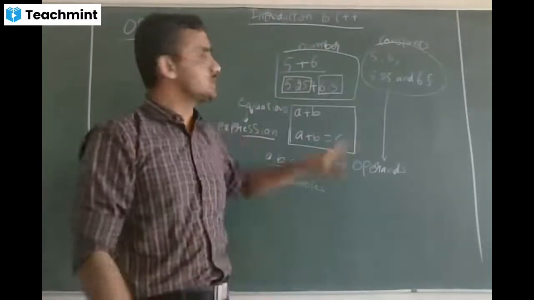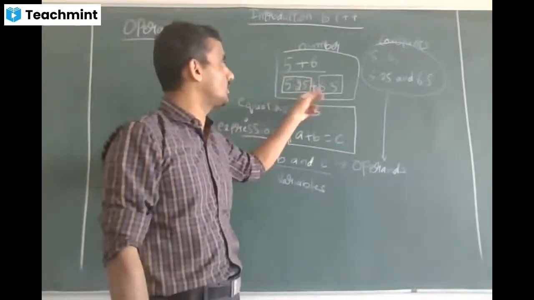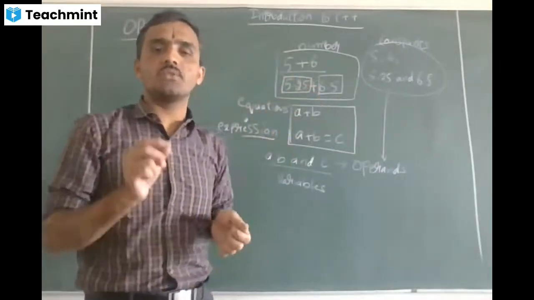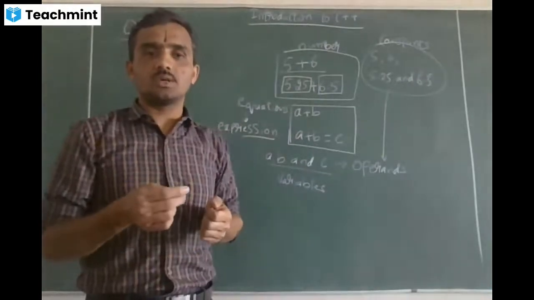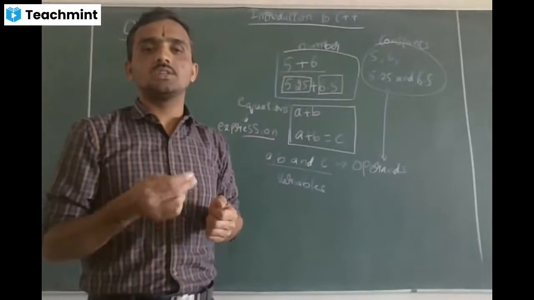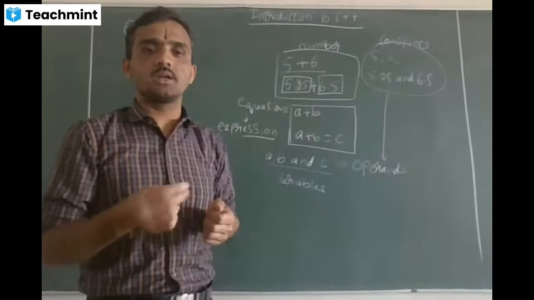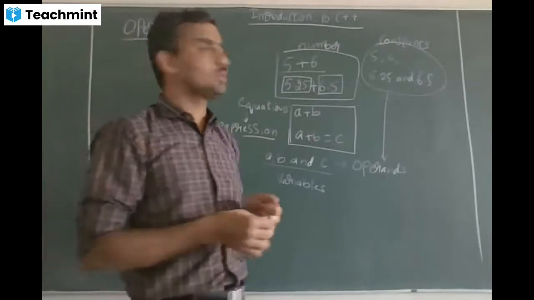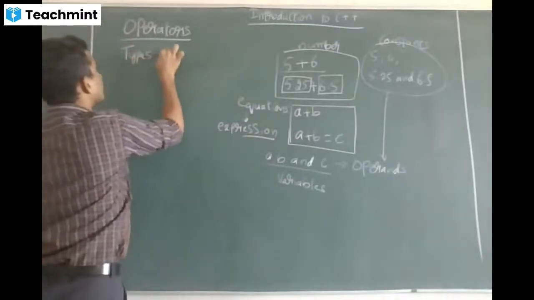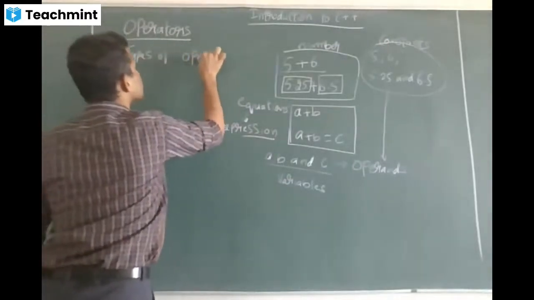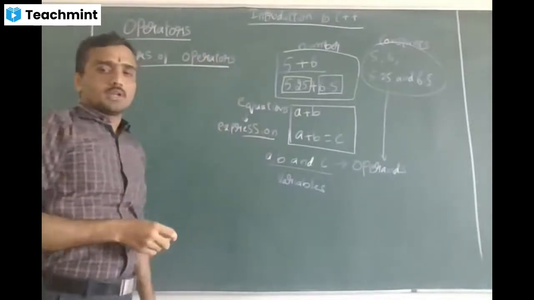You just see 5 plus 6. Operator is there, operands are there. 5.25 plus 6.5. Operator is there, operands are there. So an expression is a valid combination of operators and operands. Understood? Even with respect to mathematics, an equation is the combination of operators and numbers or variables, algebraic variables and all. So now we will move to the types of operators.